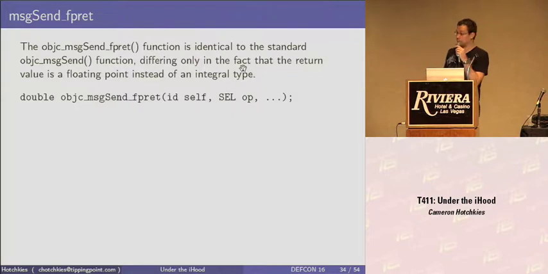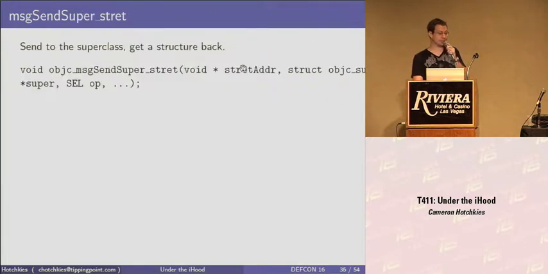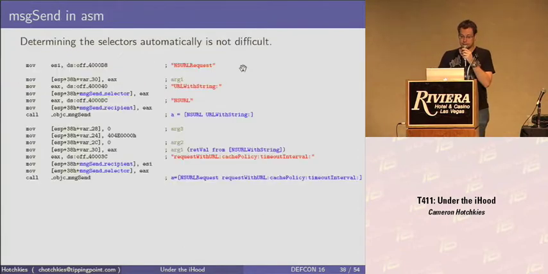Then you have the floating point return value version of message send. Instead of passing a pointer back, it's going to pass a double back. You have the structure version. Now this is the one where it changes slightly, because the return value that's coming back is actually going to be the first argument being passed into the function. And then after that, it repeats the same thing. And then super stret. Once again, I'm sure we can all figure out what that one is. I believe in you.